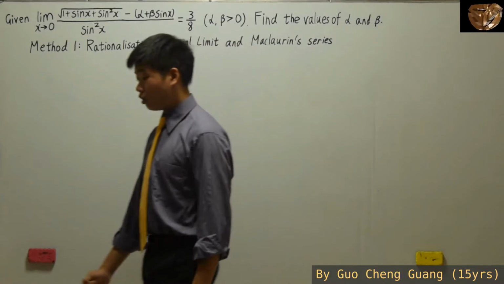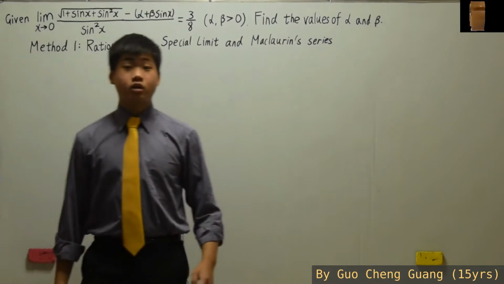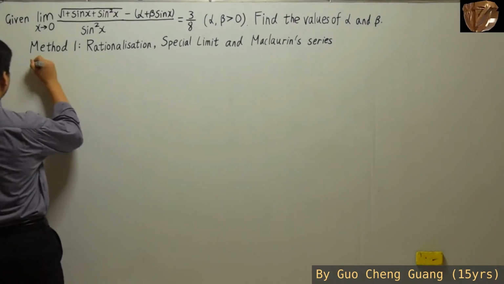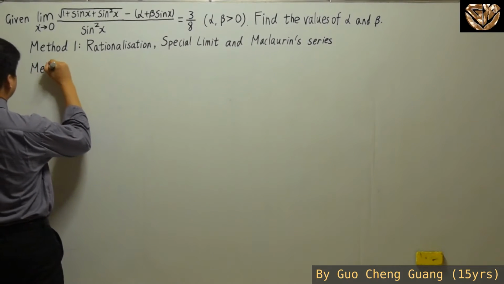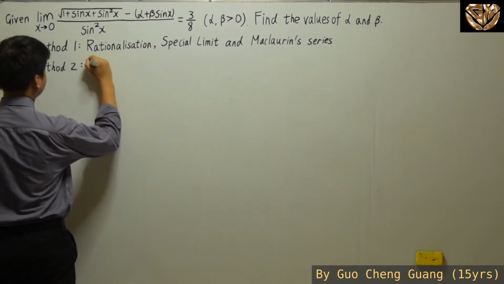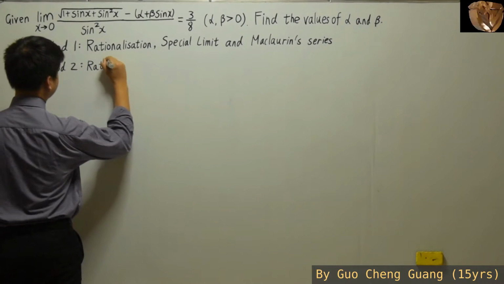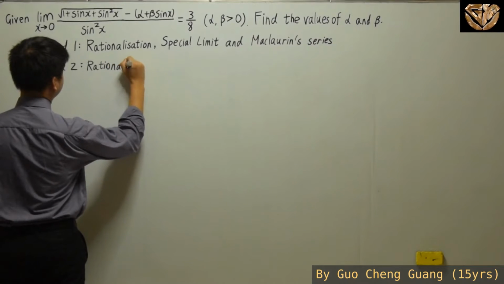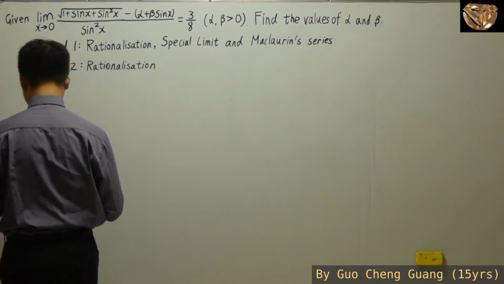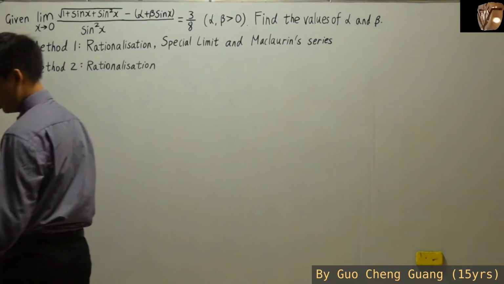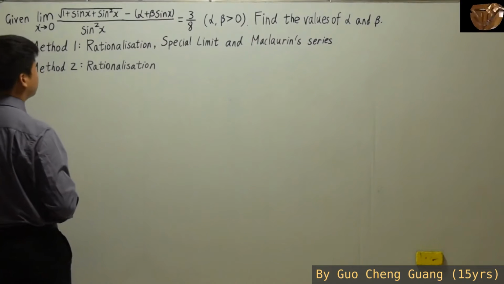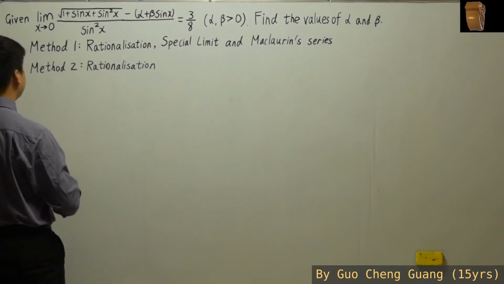Right, so now we will be taking a look at the two other methods. In method 2, what we will be using is rationalization. In this method of just rationalization, again, it is more of a numerator rationalization.